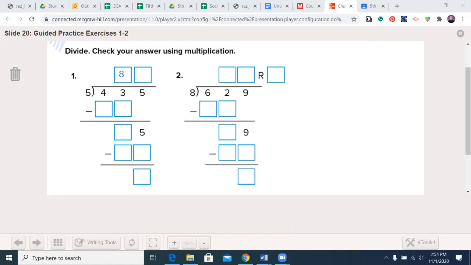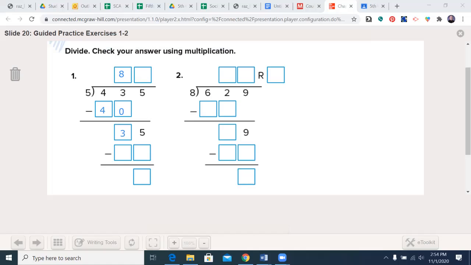Now I multiply. What's 8 times 5? Good. You got that one right on the noggin here. We have a 40. So 8 times 5 is 40. Now we subtract 3 minus 0. Well, you know that's 3. Now 3 is less than 5. I bring down a 5.